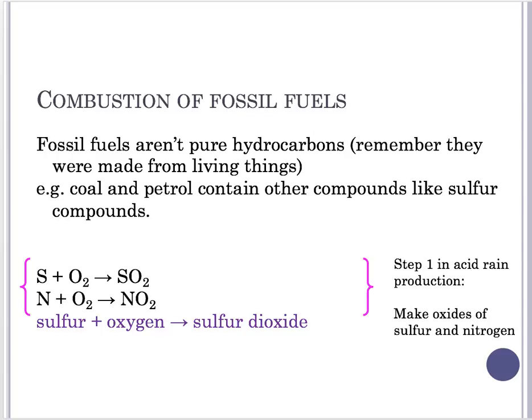Fossil fuels aren't pure hydrocarbons. So, coal and petrol contain other compounds like sulfur compounds. This is step 1 in acid rain production, which is sulfur plus oxygen gives us sulfur dioxide. Same as nitrogen plus oxygen giving us nitrogen dioxide.